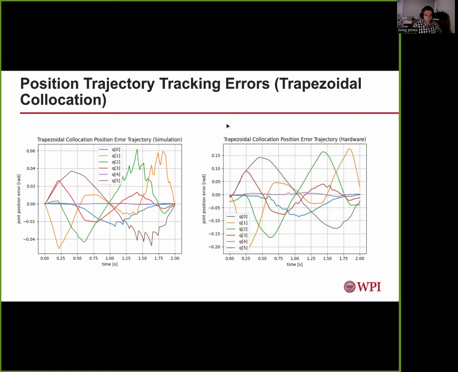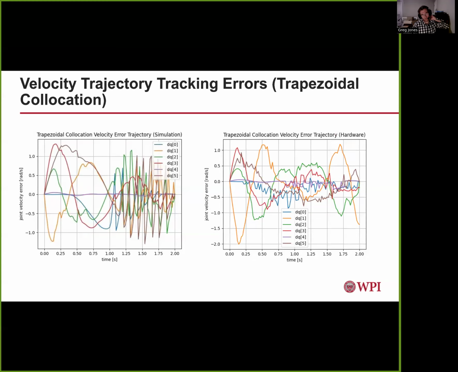And let's see if there was something else I wanted to mention here. Oh, and just a reminder, the position trajectories were used as the targets, so that was actually what was being followed by the simulation or hardware. Velocity tracking errors are a bit more similar between simulation and hardware. No constraints to comment on here.